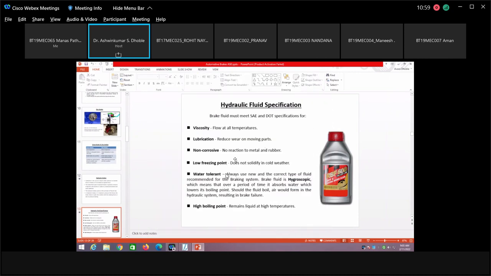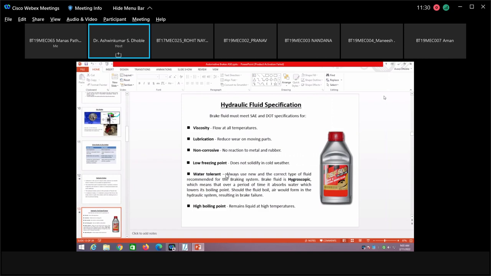So from that point of view, they keep an eye on the fluid which is used in the brake system or in the complete vehicle. Even for engine oil, you have this specification. The viscosity should be such that it should flow at all temperatures. That means basically this factor will come into the picture when the temperatures are below 0 degrees centigrade. So this is for the cold region.